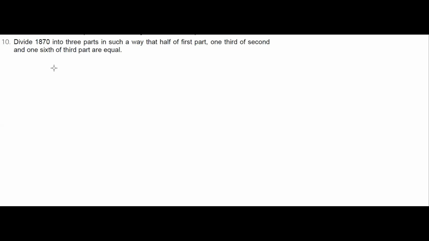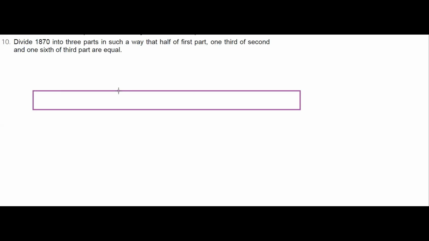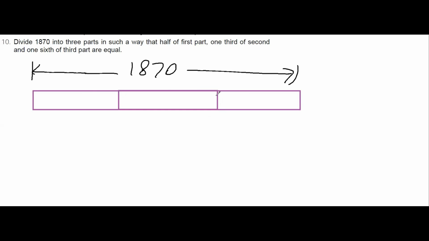So next question says divide 1870 into 3 parts. Okay, this time I need to divide into 3 parts. This is the first part, this is the second part, and this is the third part. So in such a way that half of the first part, say this is my first part, which I am calling X.